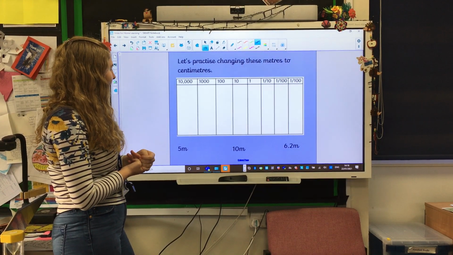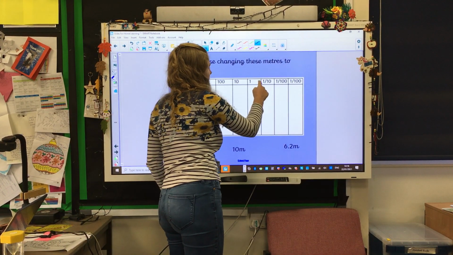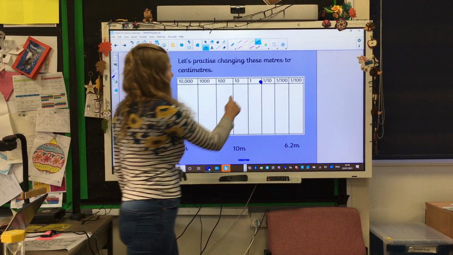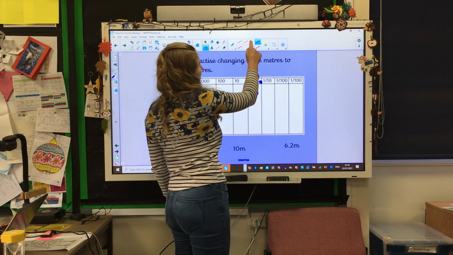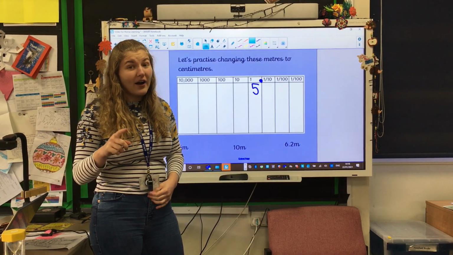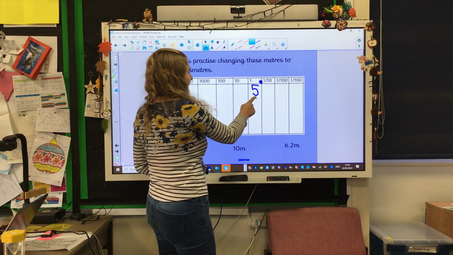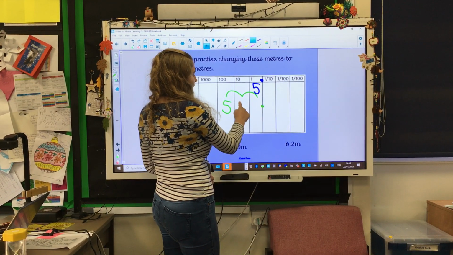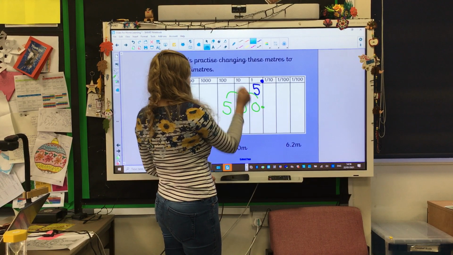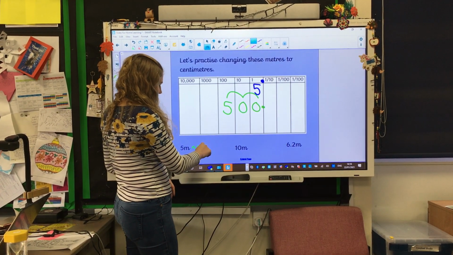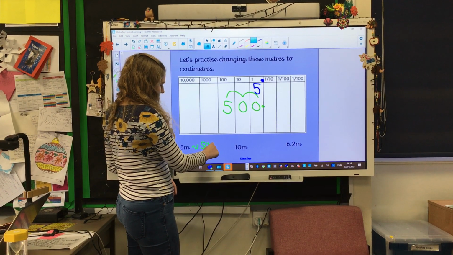Okay, so again, let's pop in our decimal point. This one, we've got 5 metres. We are going to convert that to centimetres, so we are going to multiply that by 100. So let's do that then. One, two jumps. Don't forget to put in your place value holders. So 5 metres is the same as 500 centimetres.